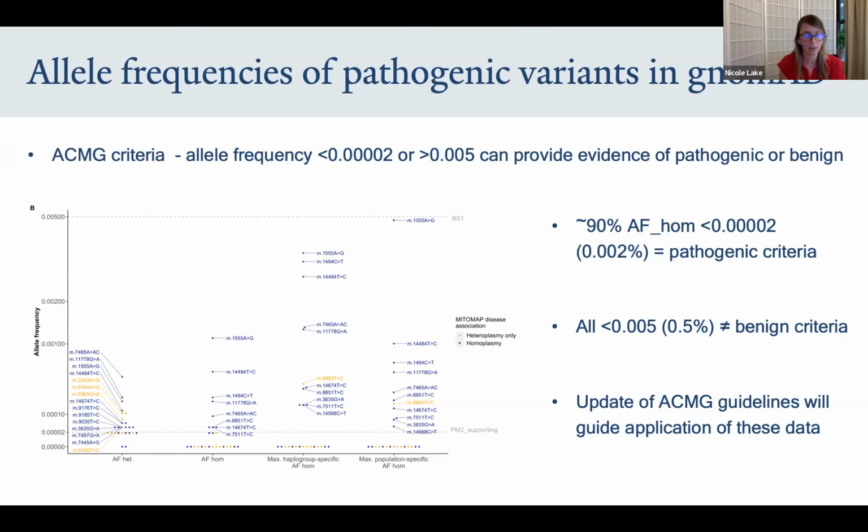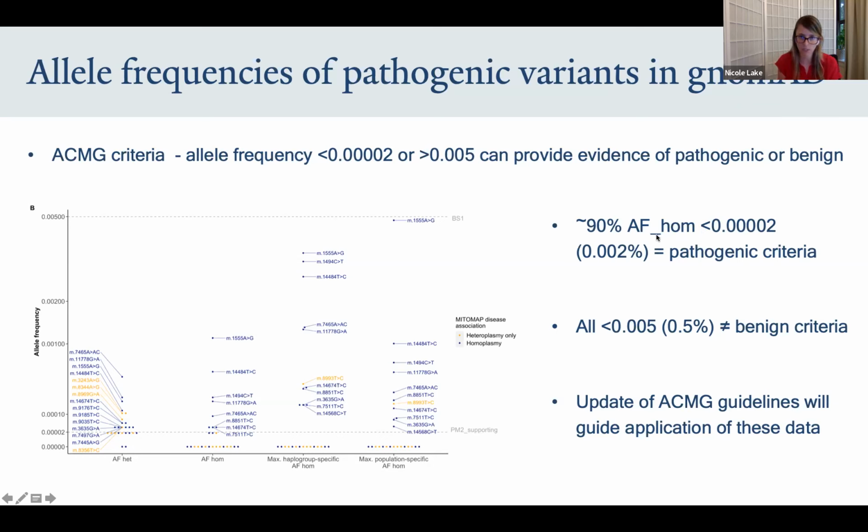We also see, importantly, that none of these variants have an allele frequency that would satisfy a benign criteria. They're all below 0.5%, including when we look at haplogroup frequencies or population-specific frequencies calculated from nuclear variation. We did also look at heteroplasmic allele frequency.